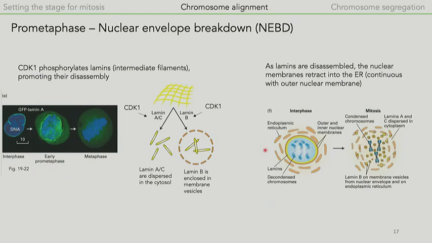And so without this structural support that's provided by the lamins, the membranes will start to retract. And as a reminder, once again, the outer nuclear membrane is continuous with the ER membrane. And so as these membranes retract, the nuclear envelope is going to kind of retract into the ER during mitosis. Right? So now the chromosomes are free in the cytosol and can interact with the microtubules of the mitotic spindle.